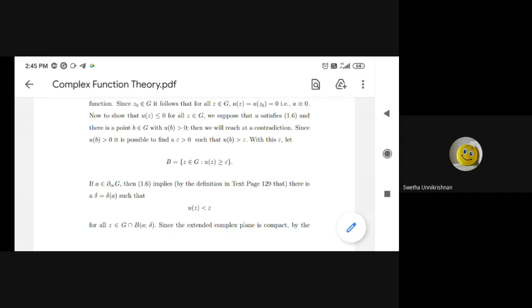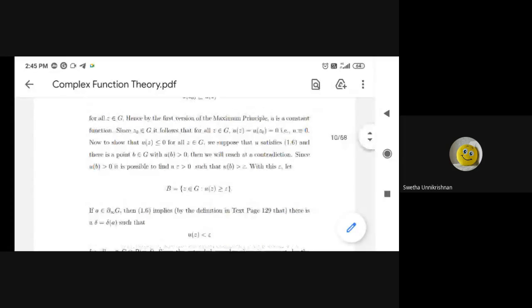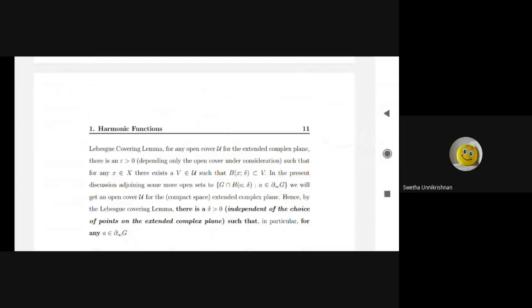Yes. Okay. Then if A is a point in del infinity of G, then 1.6 implies that there is a delta, depending only on A, such that u of z is less than epsilon for all z belongs to G intersection B of A delta. Since the extended complex plane is compact, by the Lebesgue covering lemma, for any open cover script U for the extended complex plane, there is a delta greater than 0 such that for any x belongs to X, there exists V belongs to script U such that B of x delta is a subset of V.